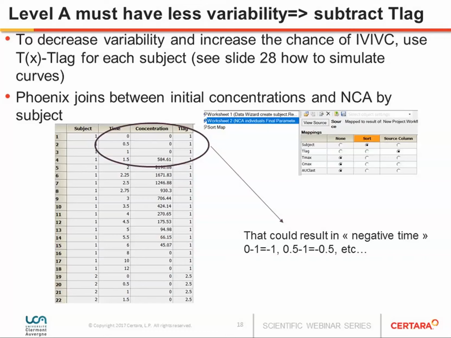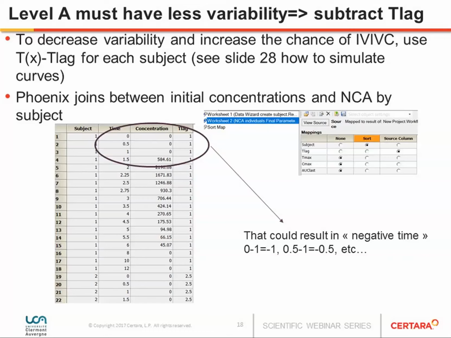You can see that at the beginning, I have subject 1, with a T-lag of 1 hour. And at the bottom of this table, I start to have 2.5, which is the lag time of subject 2. The lag time of subject 1, which corresponds to the time 1 hour, corresponds to the last zero concentration before the start of the absorption. So in this case I am going to subtract the lag time from the observed time. That will result, of course, in some negative values.